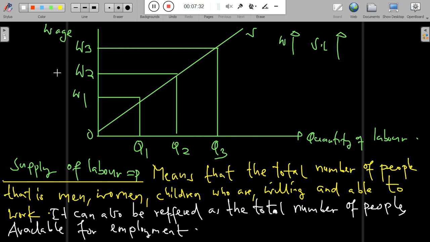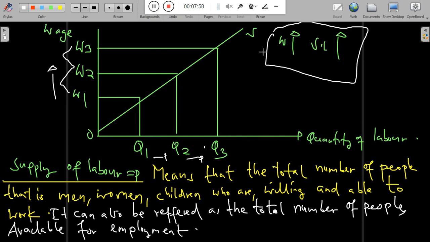This is a graph that shows how when wage increases, the supply of labor also increases. So if wage shifts from wage 1 to wage 2, we expect to see the quantity of labor move from Q1 to Q2. So when wage increases, the supply of labor also increases, and vice versa is true. When wage decreases, the supply of labor also decreases.